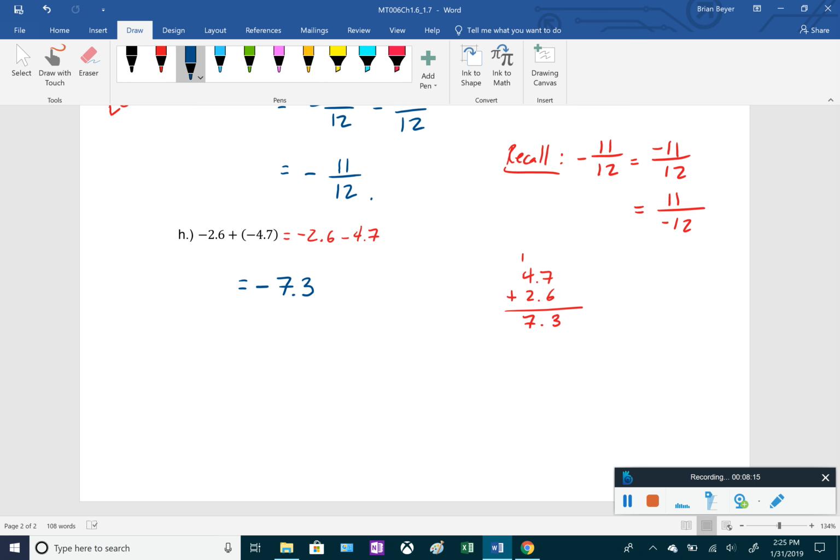Okay, so that was it for these two sections, pretty short. That's all for 1.6 and 1.7.